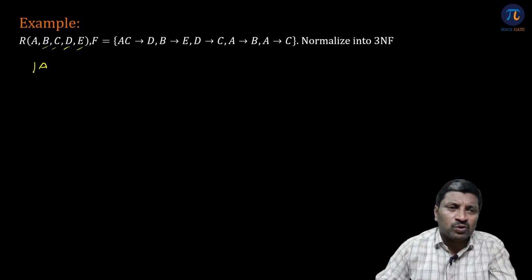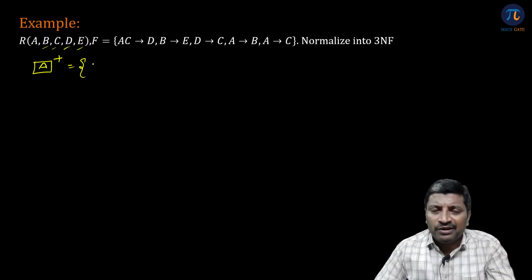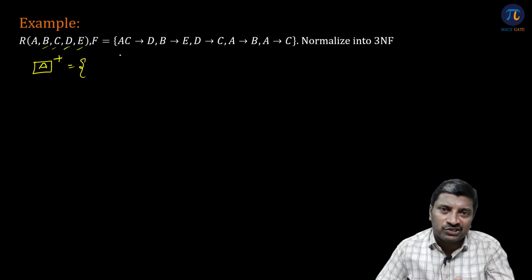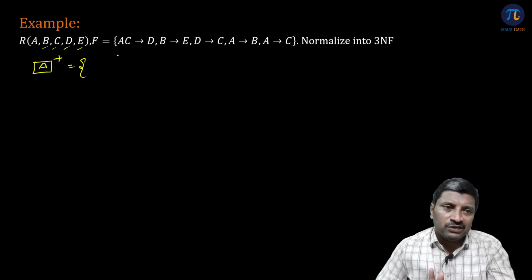So let us find the closure. Sir, we are finding the candidate key. To find the candidate key, identify the attributes which are not on the right side of any functional dependency. How to identify candidate keys, that we have discussed in our earlier sessions. Please go through those sessions if you have not attended that class.